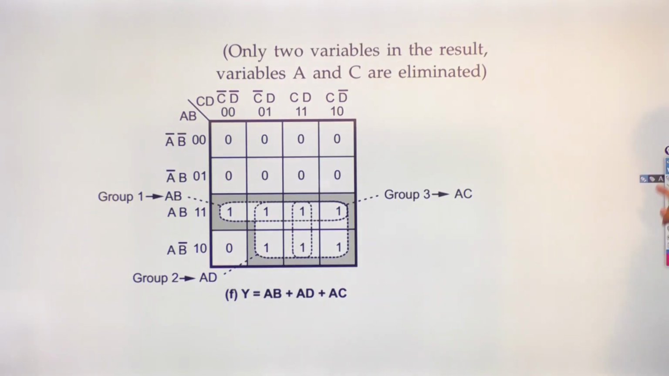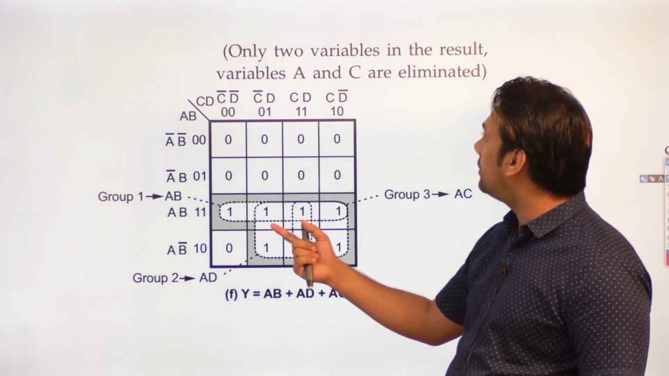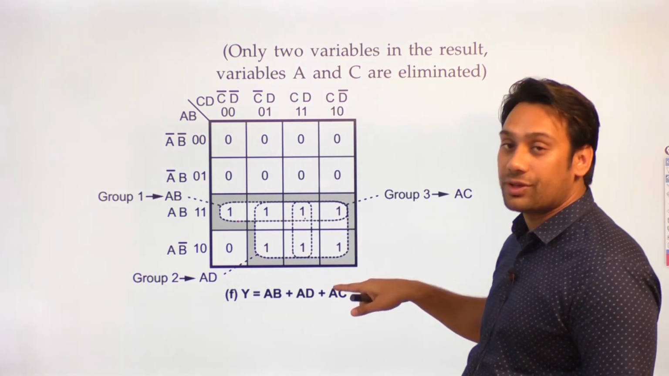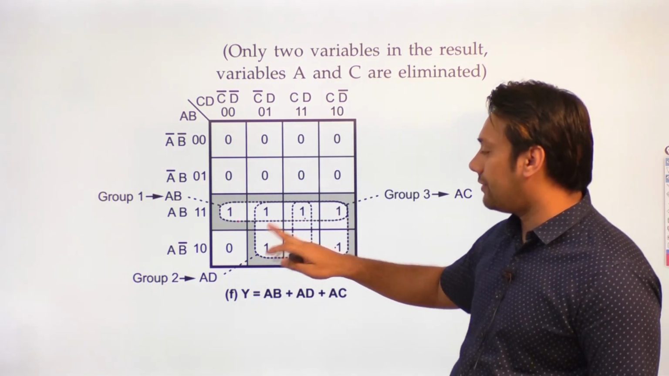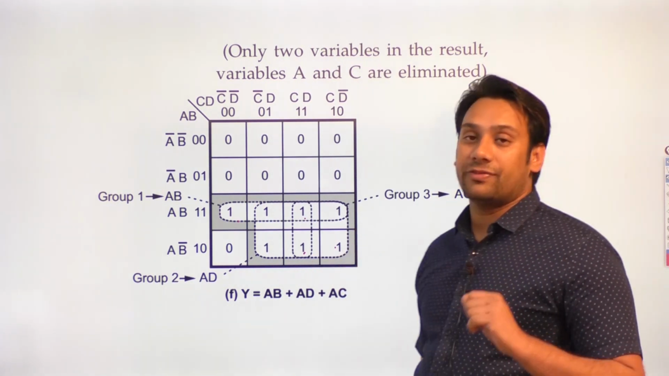Now again here, you can see we have one in this location. We have one in this location. One in this location. One in this location. One in this. One in this. And one in this. Now in this case, we cannot have a subcube of size 7.